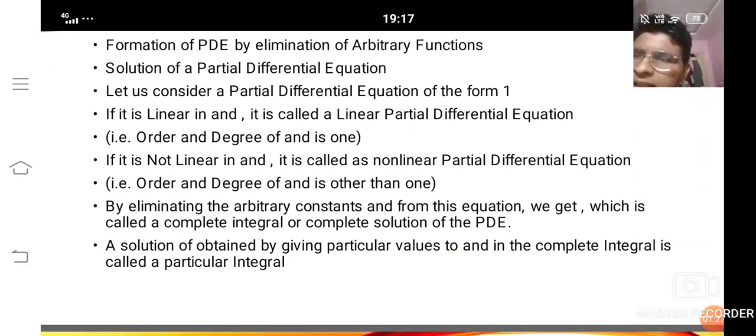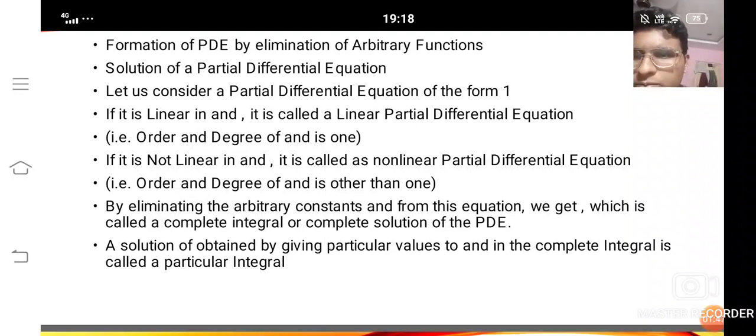If it is linear, it is called a linear partial differential equation, that is, the order and degree of p and q is 1. If it is not linear, it is called a non-linear partial differential equation, that is, the order and degree of p and q is other than 1.